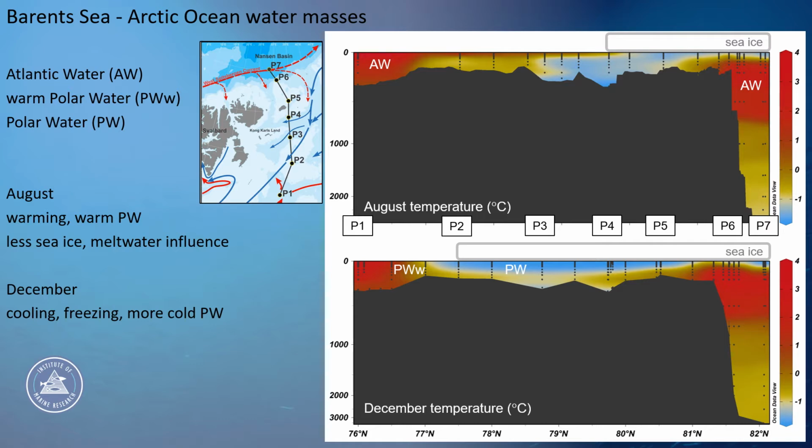The distribution of temperature in the full water column can be used to identify the key water masses in the region. The warm and salty Atlantic water can be seen dominating the full water column in the south, but also as subsurface boundary currents in the north. In August, less sea ice cover and seasonal warming created a larger proportion of the warm polar water in the upper layers. In December, cooling, freezing, and southward extension of the sea ice created a greater proportion of the cold, fresh polar water in the upper water column.